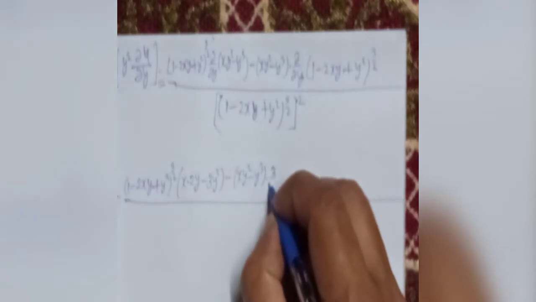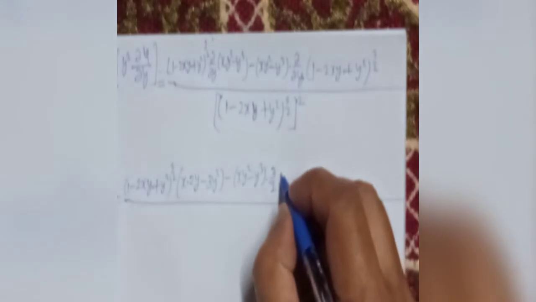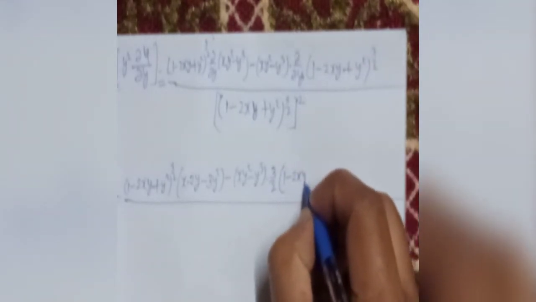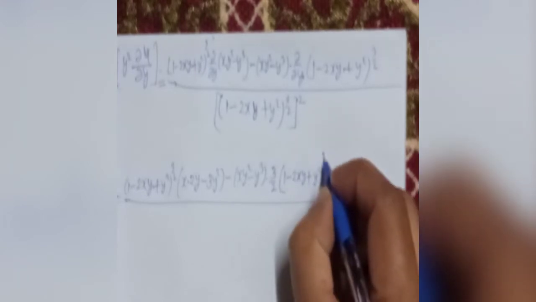which is 3 by 2. We apply this formula here. Consider this value as y to the power n, and y to the power n minus 1. So n and y to the power, y means this value 1 minus 2xy plus y square whole power 3 by 2 minus 1. What it is not y, so we differentiate this value according to the chain rule, 1 minus 2xy plus y square.